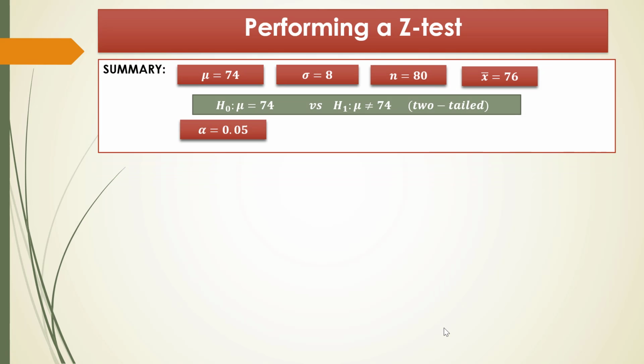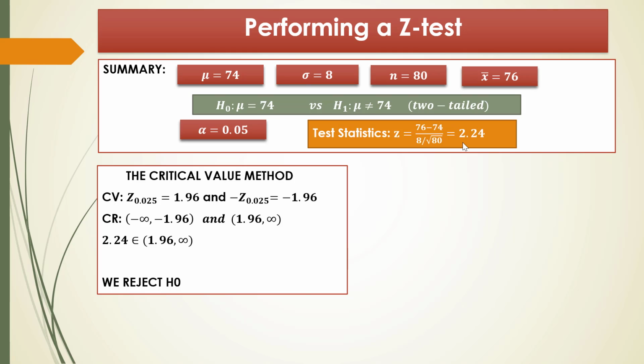Now, no matter which methods you use, critical value methods or p-value methods, you have to compute the test statistic. The test statistic here is equal to (76 minus 74) over (8 over the square root of 80), which is 2.24. This is the test statistic.